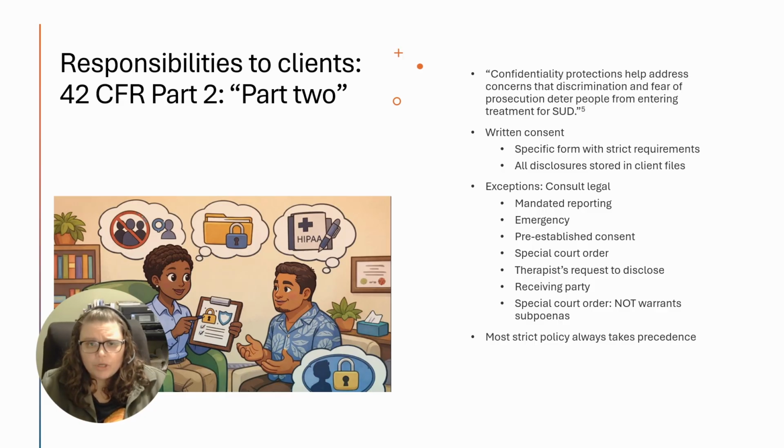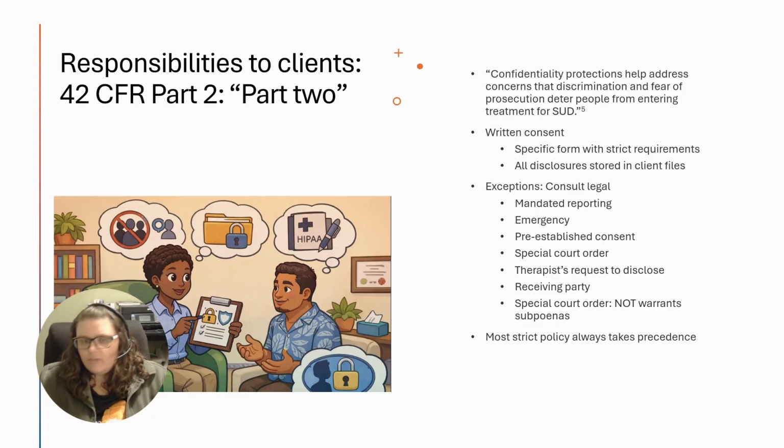The exceptions to Part 2: we do have mandated reporting situations. Same thing, not imminent risk. If a client is putting themselves or someone else in imminent danger, you can report that. You don't necessarily need to include that they have a substance use problem in that report, but if it's relevant, obviously do. You have another exception of medical emergencies.